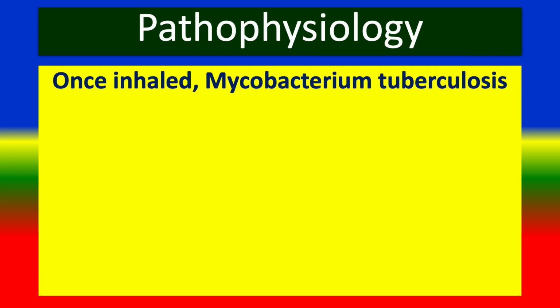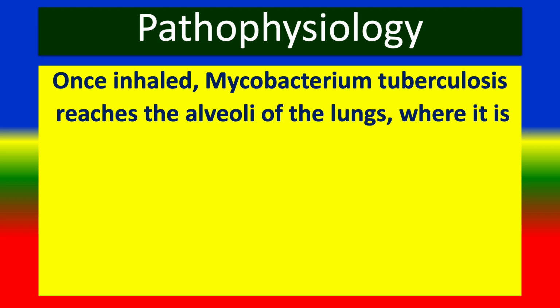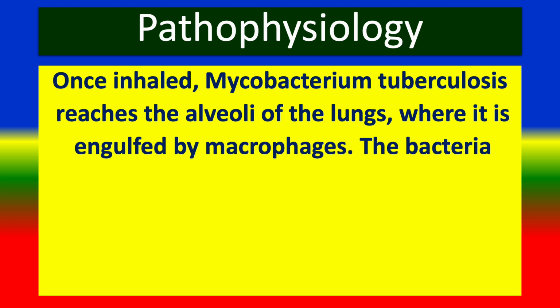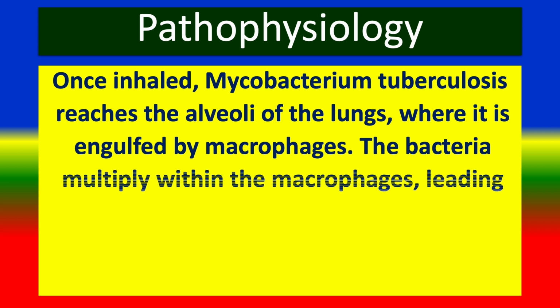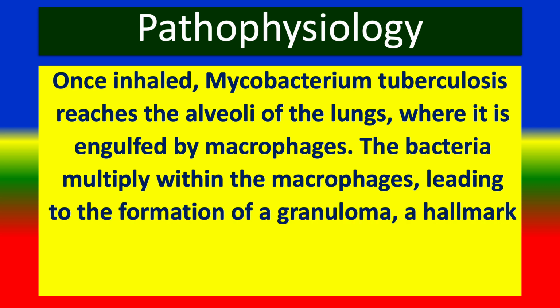Pathophysiology. Once inhaled, Mycobacterium tuberculosis reaches the alveoli of the lungs, where it is engulfed by macrophages. The bacteria multiply within the macrophages, leading to the formation of a granuloma, a hallmark of TB.